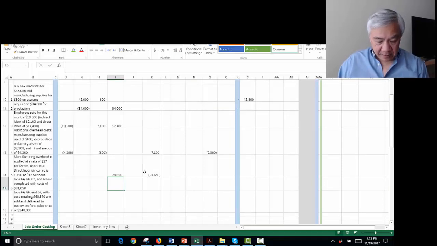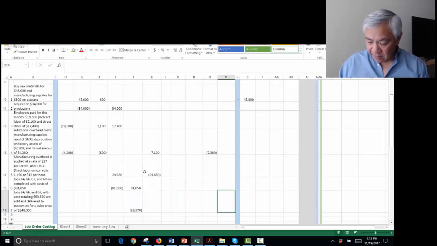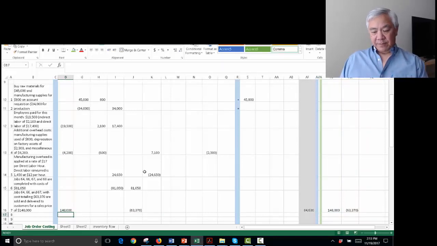And the next we saw that there's completion of some jobs, which means we transfer costs out of work in process into finished goods. So minus 81,050, and it goes into finished goods, 81,050. Again, moving through different stages. Finally, we sold some to a customer. How much was it? It was cost of 63,370, and that becomes the cost of goods sold. And the sales price was 148. And let's say it was in cash, just to make it easy. Right? So that's the entry for a series of inventory as it flows from raw materials all the way through work in process, finished goods, and cost of goods sold.